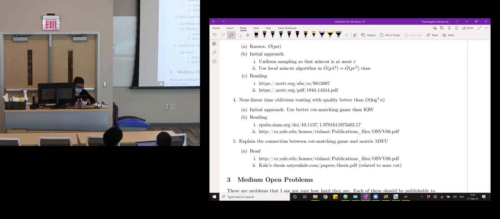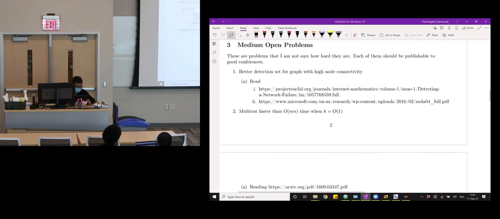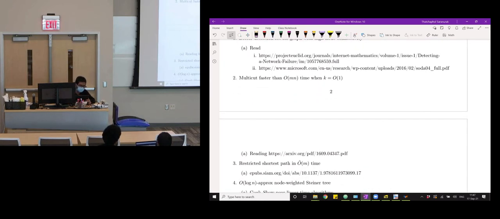Then for these two things, it seems it's better if I talk about the cut matching game in class first before explaining. So maybe I just talk about this problem, multicut. This is a very basic question. Let me just explain the problem and tell you what we want to show.